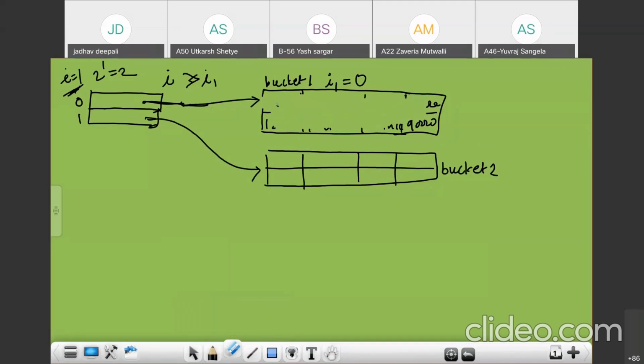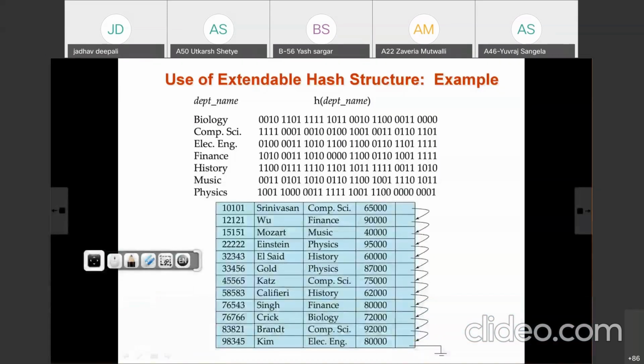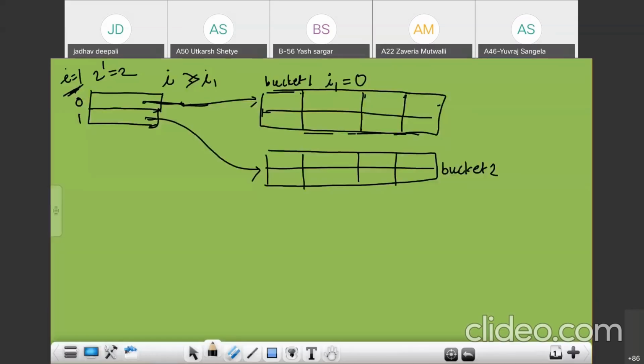Three records we have inserted. Now we need to reorganize the records accordingly. So what is our first record here? Srinivasan, computer science. Now in this case, what is the value of i1? It is 1, because a single pointer points to that bucket, and i2 is also 1 because a single pointer points to that bucket. It means while we are inserting these first three records, we need to consider the first bit, and accordingly insert the value.